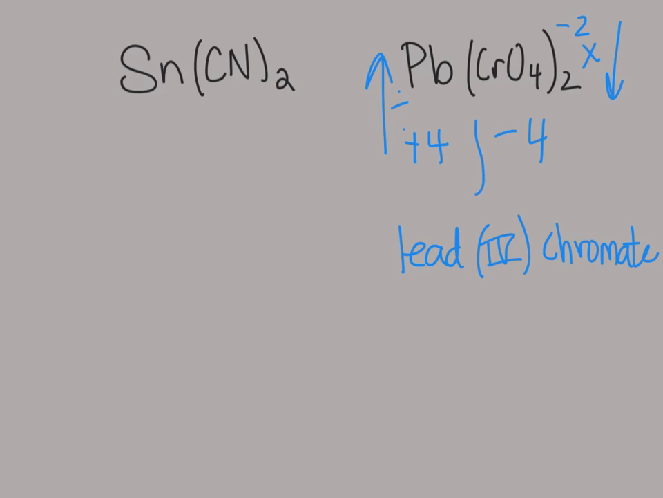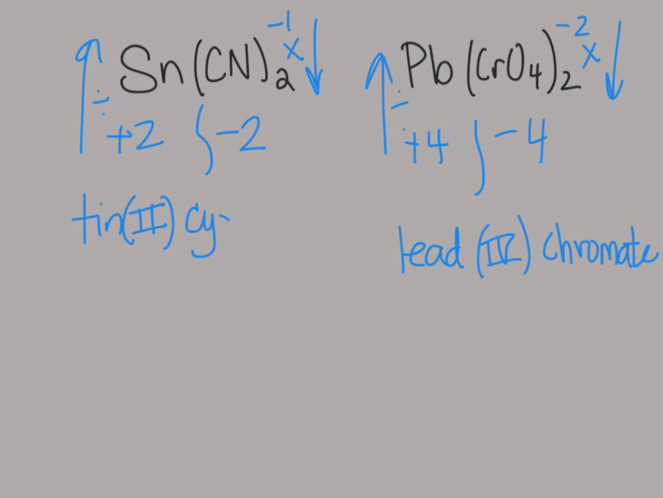All right, Sn(CN)2. We're going to multiply by the charge. That gets me a -2, +2, divide up. So Sn 2 cyanide.